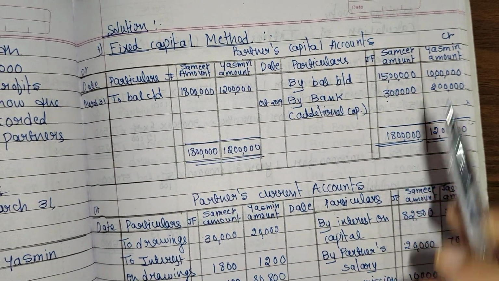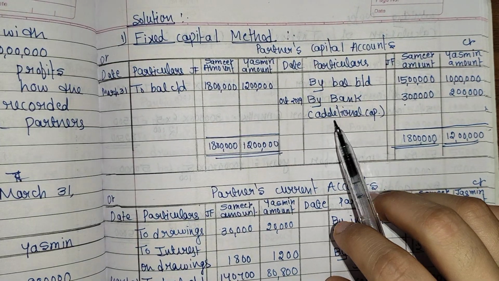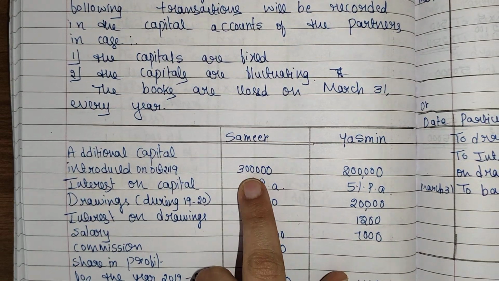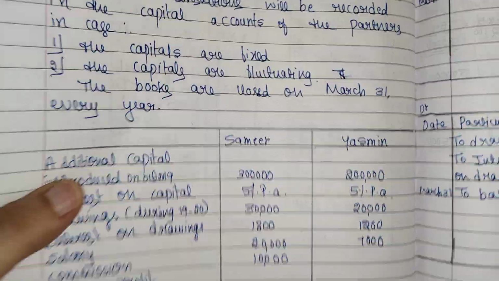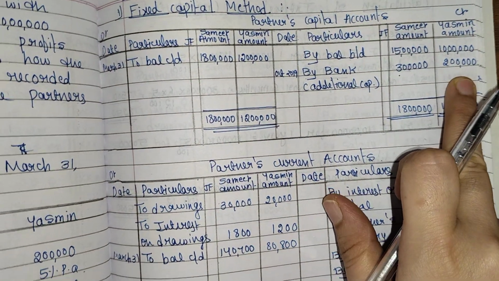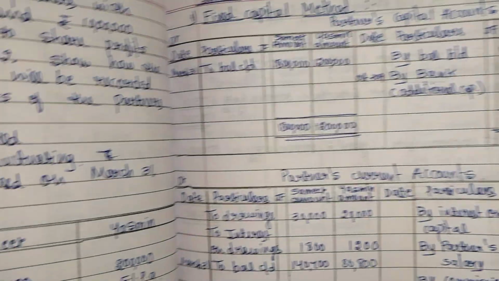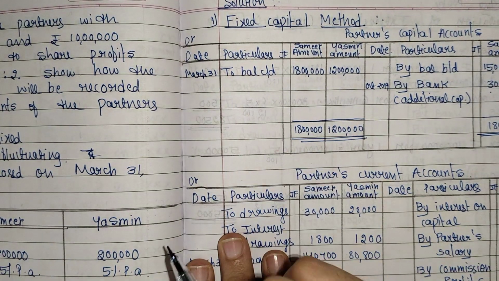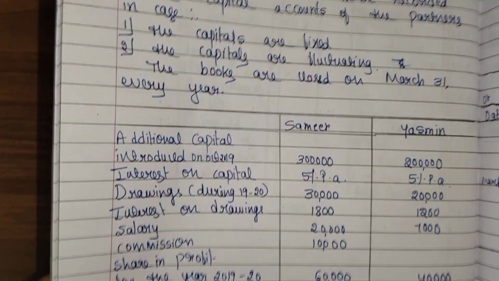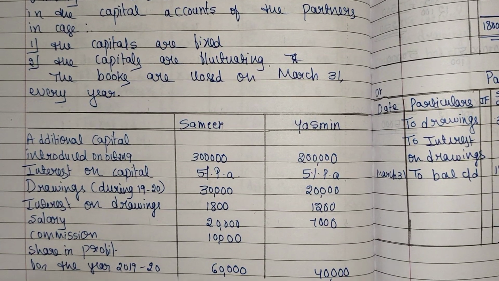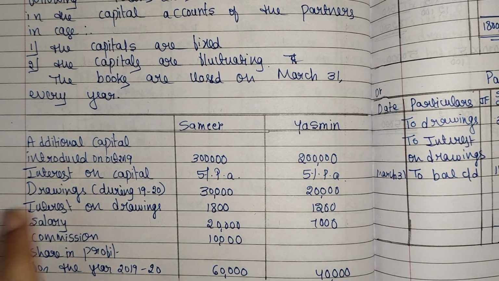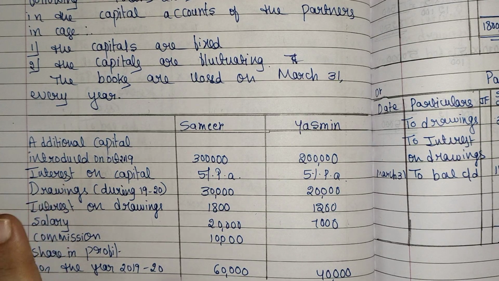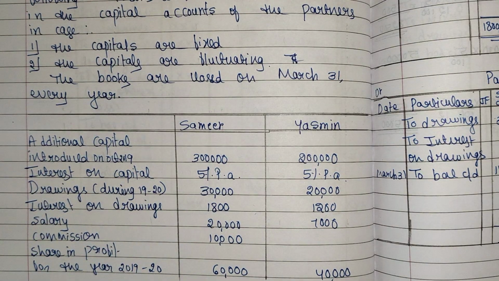Now by bank, that is additional capital introduced on October 19th. How much? That is 3 lakh and 2 lakh. Write down 3 lakh and 2 lakh. Clear? Till here it is clear, right? Now if there is permanent withdrawal of capital, we need to write it down to bank, but here there is no permanent withdrawal of capital. But you may have a question now that in the information they have given the drawings, right? So what about this drawing?